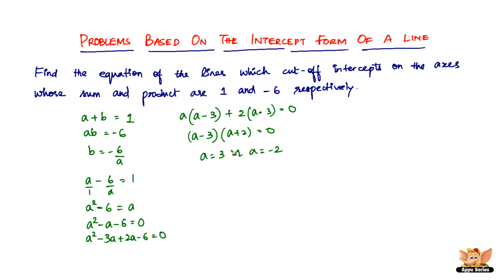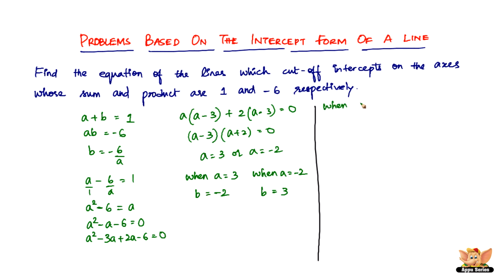And then find the values for b when a equals 3 and when a equals negative 2. So when a equals 3, b will be equal to minus 2. Just substitute the value of a here. You get b equals minus 2. And when a equals negative 2, b will be equal to 3. That's all. So now that we found the values of a and b respectively, let us find the equation for both the values of a and b.